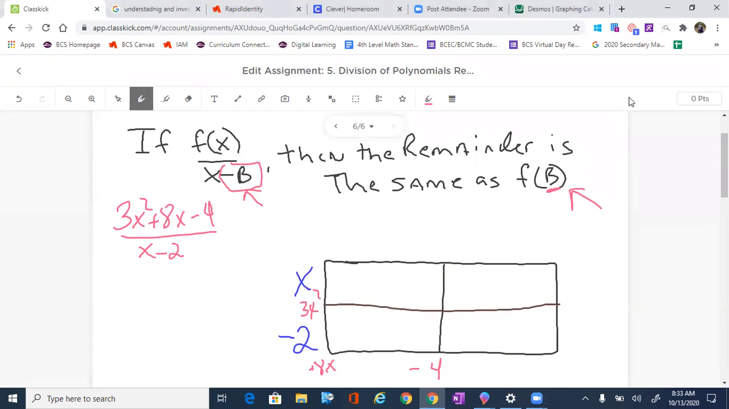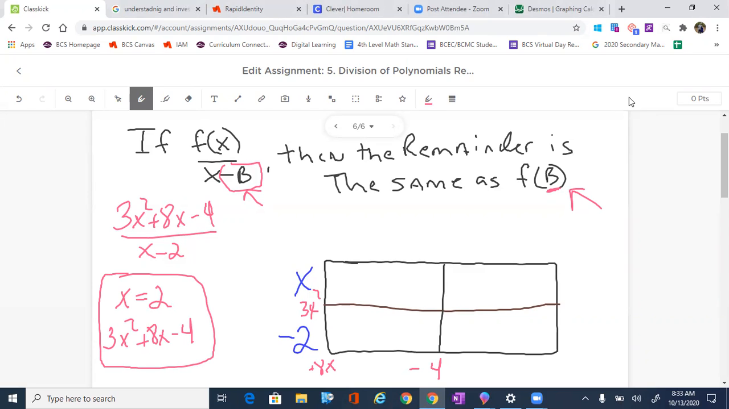So let's take 3x squared plus 8x minus 4, and we're going to divide it by x minus 2. And if the remainder theorem holds, since we're dividing by a linear term, which is x minus 2, all we need to do is find the value of x equals 2 in the function 3x squared plus 8x minus 4. And if that is the case, then that should give us the remainder. However, let's do the division and then let's check it on Desmos.